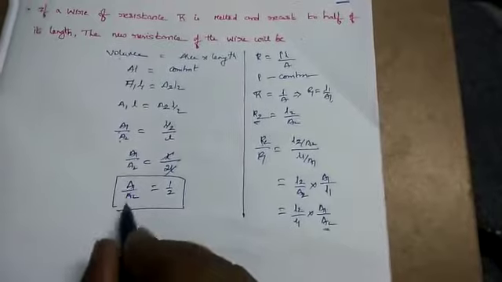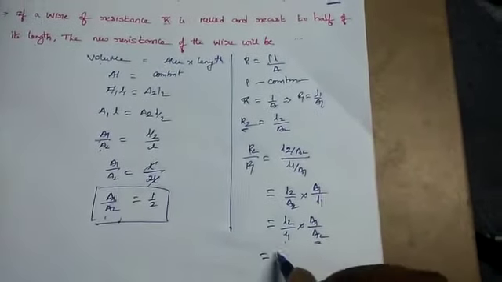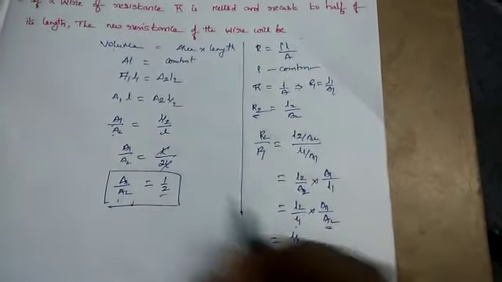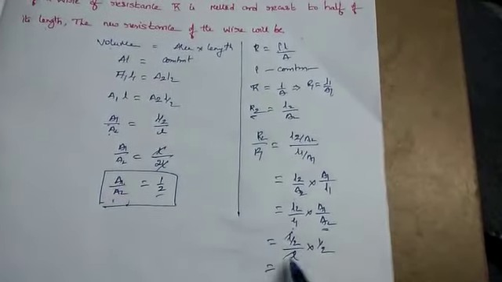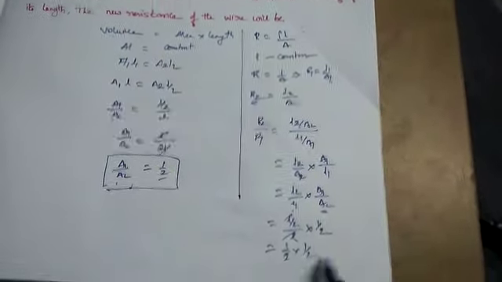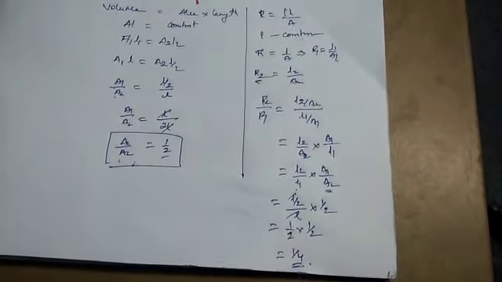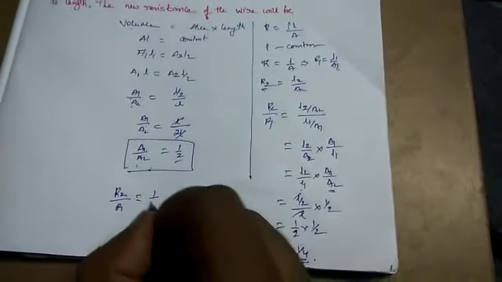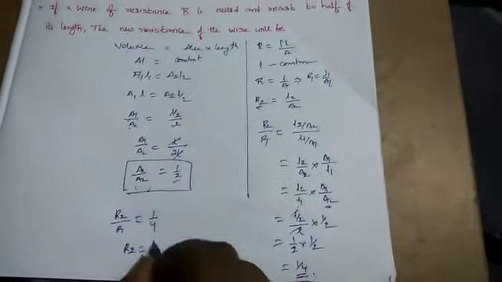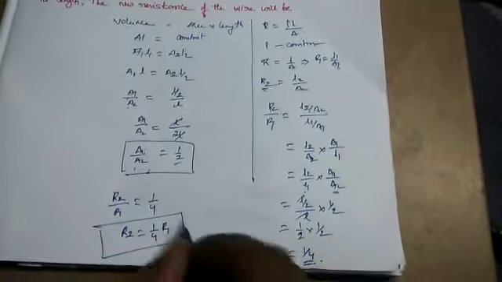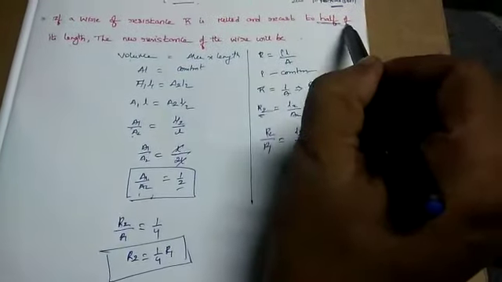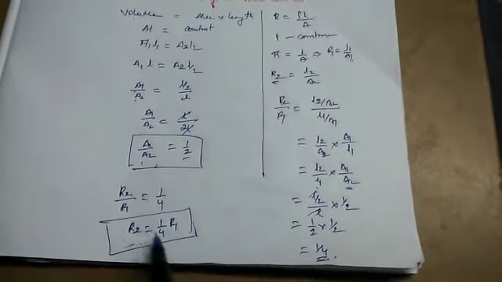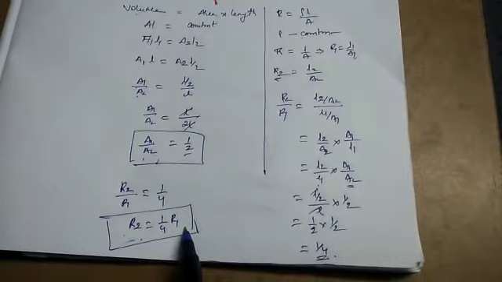So that's why we have to find A1 by A2. We know L2 by L1: L2 means L by 2, and L1 means L. A1 by A2 is 1 by 2. So L and L get cancelled. So 1 by 2 into 1 by 2 is equal to 1 by 4. So R2 by R1 is equal to 1 by 4. So R2 is equal to 1 by 4 R1. Hence when the length is halved, the new resistance of the wire is R2 equal to 1 by 4 R1. Okay, let's see the next problem.